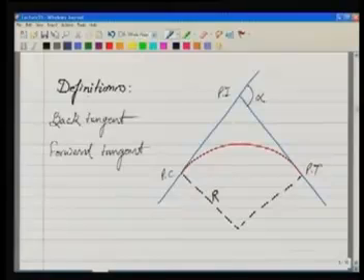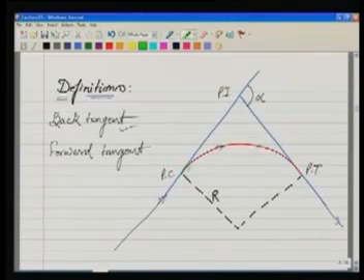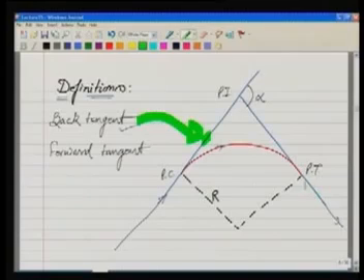Now let us look at some definitions, because before we go into curve setting out, we need to see these definitions. First of all, what is back tangent? This is the road which is approaching, and that's the road which is going out, and in between a curve has been provided. This circular curve has a tangent, and this tangent is called the back tangent. When you are leaving the curve, that's the direction of leaving, and this tangent to the curve is called the forward tangent.